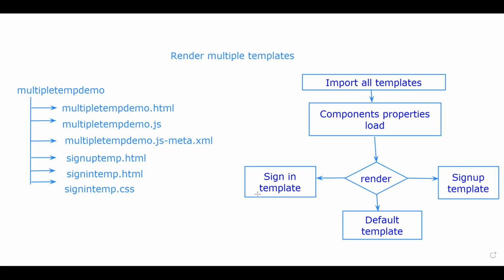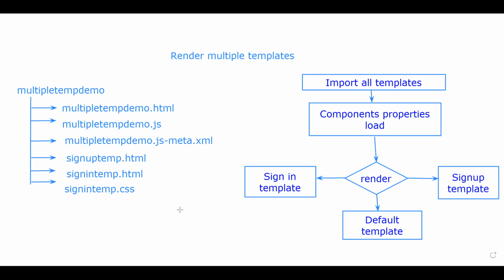Again, on the diagram, in our render method, based on the label condition, if the label is sign in, then I will render the sign in template. If the label is sign up, then I will render the sign up template. Otherwise, the default template. So let's get started. We'll switch to our Visual Studio Code and create an LWC component, and we'll see how we can achieve it.